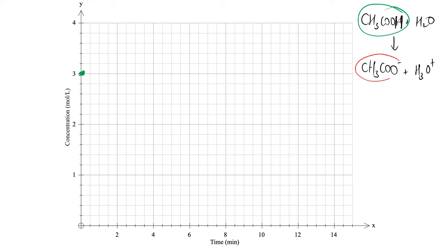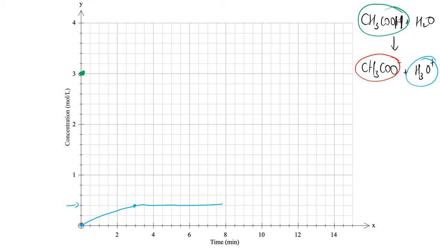And we start off with none of this CH3COO- and none of this H3O+. Okay, so this one here, is this a balanced equation? Yes, it is. We know that this one is not going to produce lots of H3O+. So I'm going to say that it produces 0.4 moles per liter, and it does so after about 3 minutes. So mark out the initial and the final point, and draw my curve.